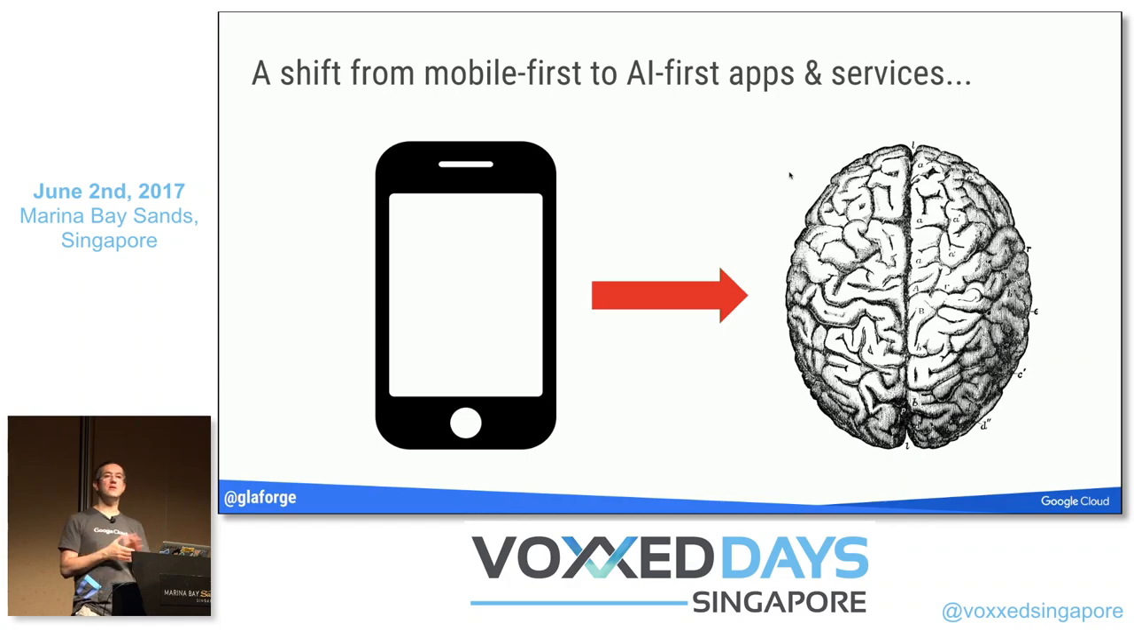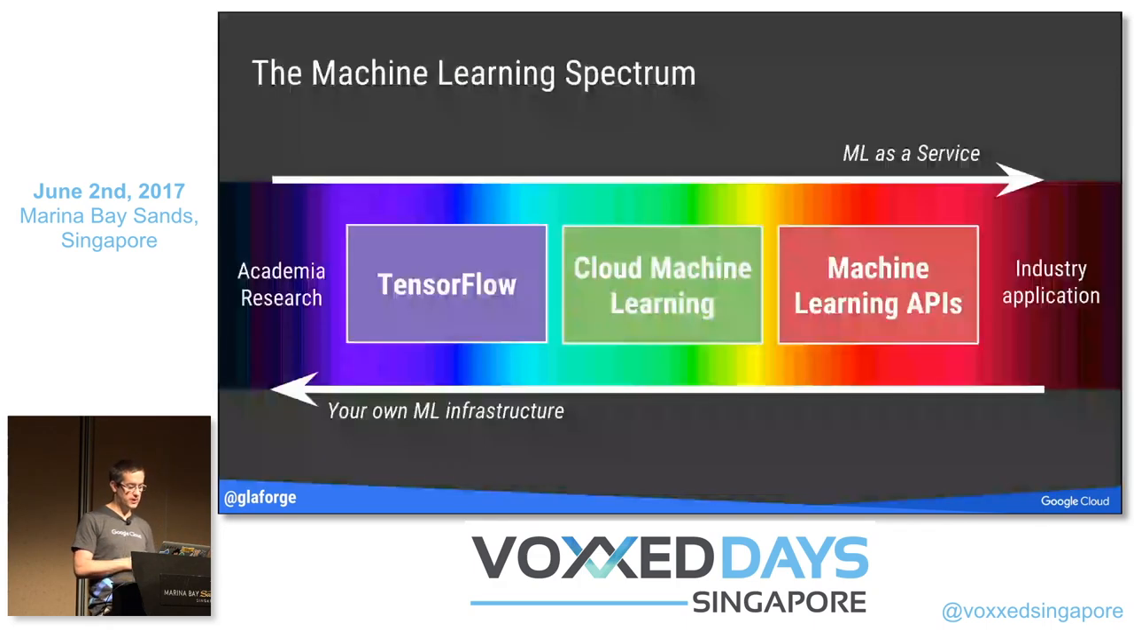So mobile is still obviously very important, but we're trying to add artificial intelligence, machine learning, wherever possible, wherever we can add value to our users, to our tools, and our services. So it's really a strong desire to improve our apps and services with machine learning.